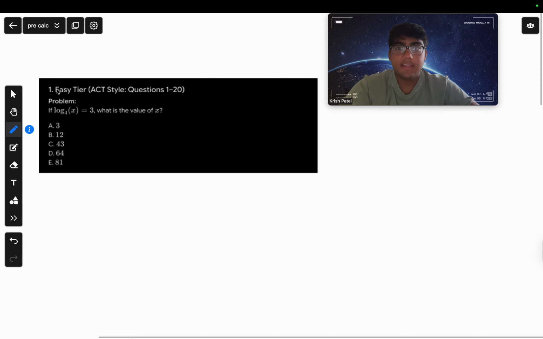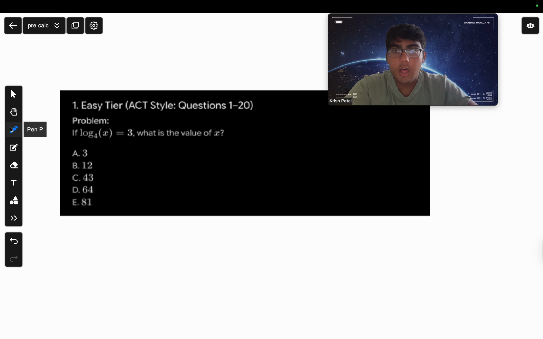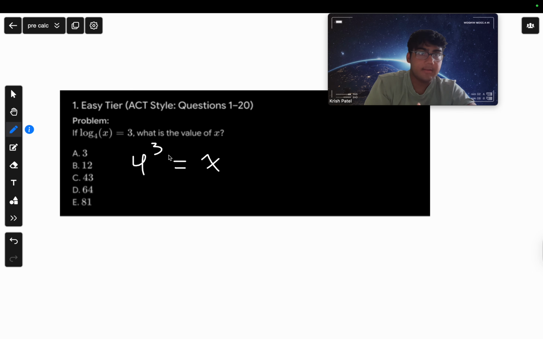This one's supposed to be easy. If log base 4 of x equals 3, what is the value of x? Remember, we're asking 4 to the 3 equals what? Because this is the answer, this is the exponent, this is the base. So 4 times 4 is 16, 16 times 4 is 64. So the answer right here would be D.